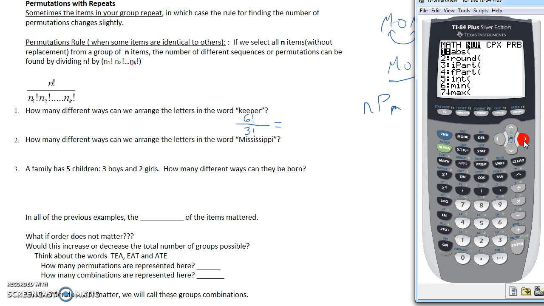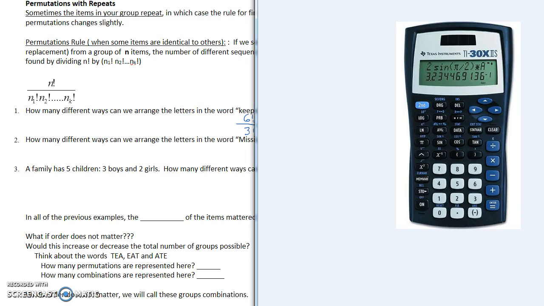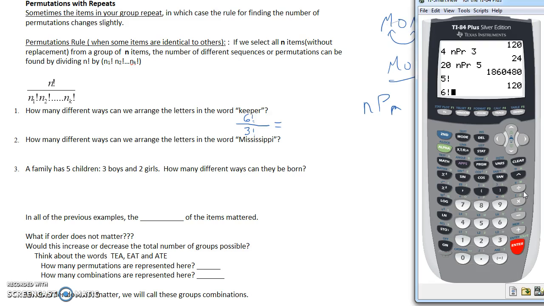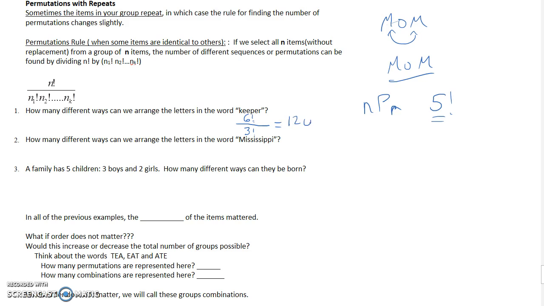So 6, go to our probability function. Again, go back and check out the first video if you're not sure where to find these in your calculator. In this one, it's in the probability menu when you click Math. If you have a TI-30, here is your probability button right there. So 6 factorial divided by 3 factorial is 120. So there are 120 different arrangements of the word keeper.